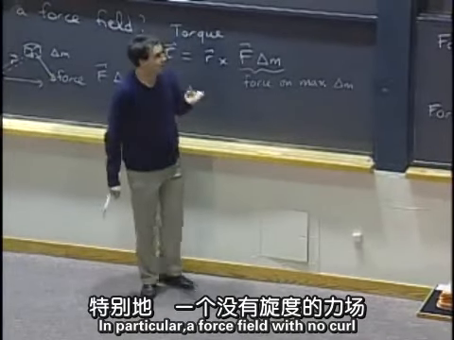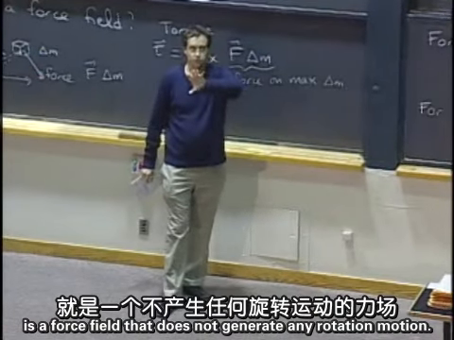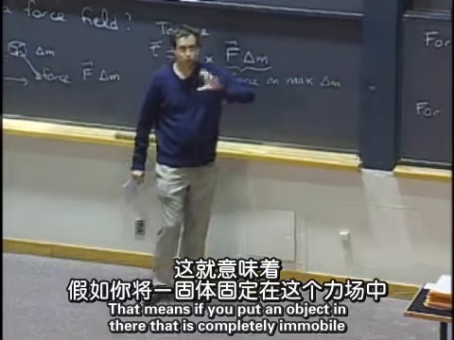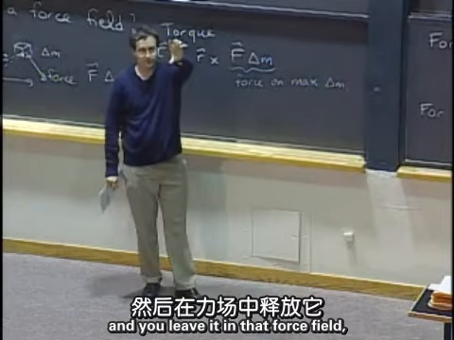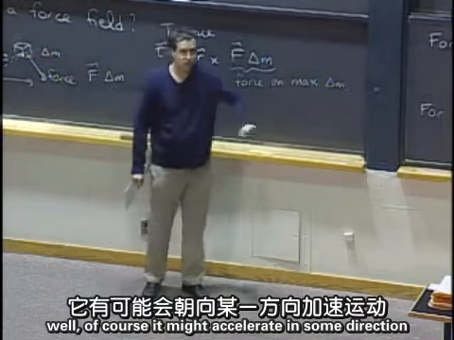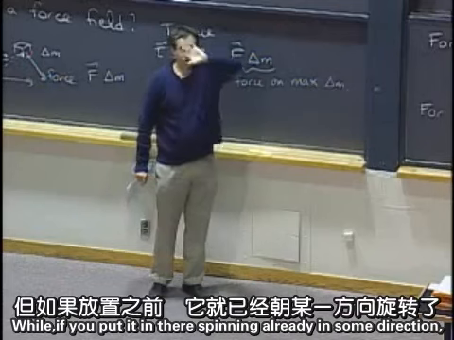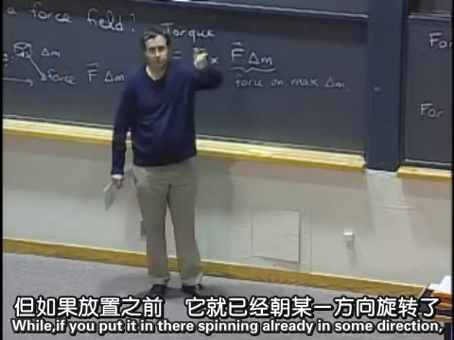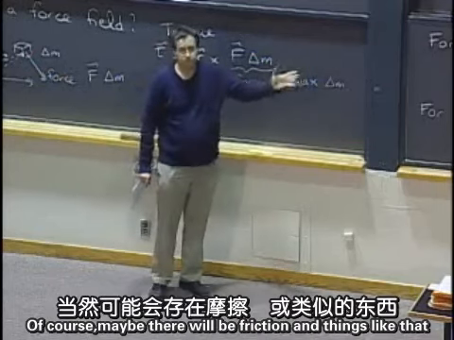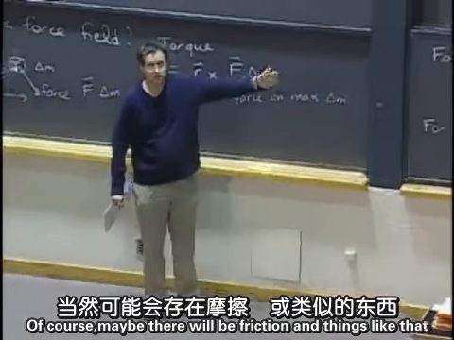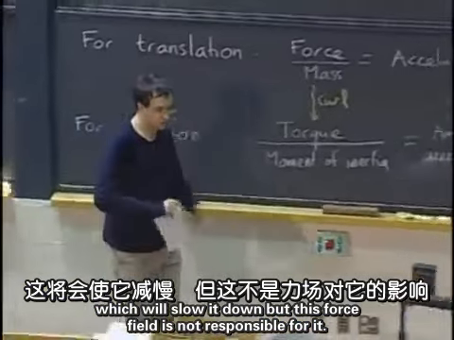So in particular, a force field with no curl is a force field that does not generate any rotation motion. That means, if you put an object in there that's completely immobile, and you leave it in that force field, of course, it might accelerate in some direction, but it won't start spinning. While if you put it in there spinning already in some direction, then it would continue to spin in the same way. Of course, maybe there will be friction and things like that that will slow it down, but this force field is not responsible for it.